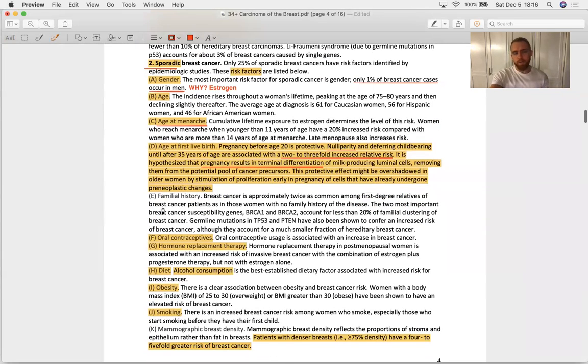Sporadic breast cancer, if you get it spontaneously, understand the majority of these risk factors are due to estrogen exposure. So everything's going to make sense. And if it's not related to estrogen, it's your run of the mill reactive oxygen species type deal with alcohol consumption, smoking, and obesity.